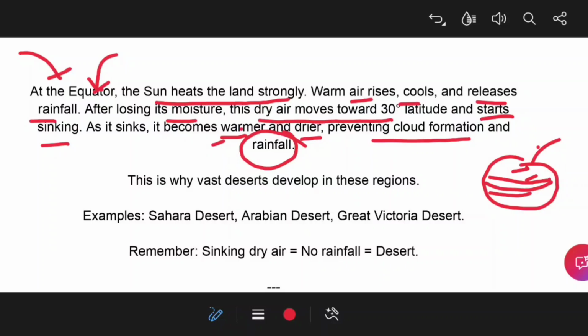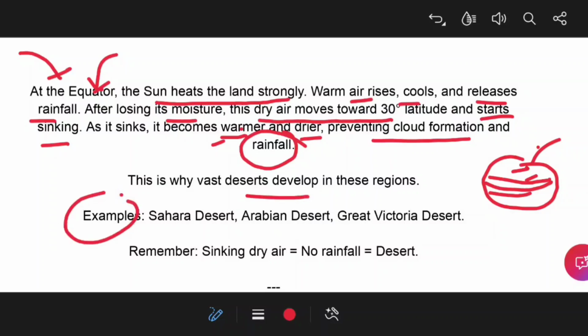And as you all know, if air does not have moisture holding capacity, then that air will not lead to precipitation, and it will also not lead to the formation of clouds. That's why this type of desert is formed basically, right?